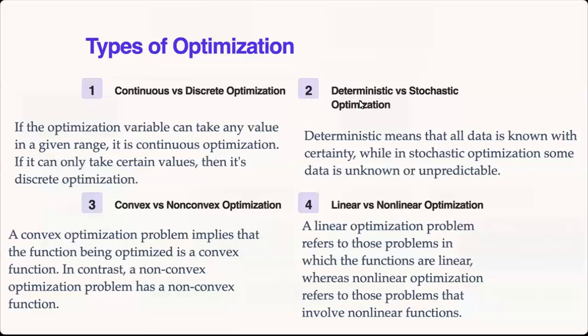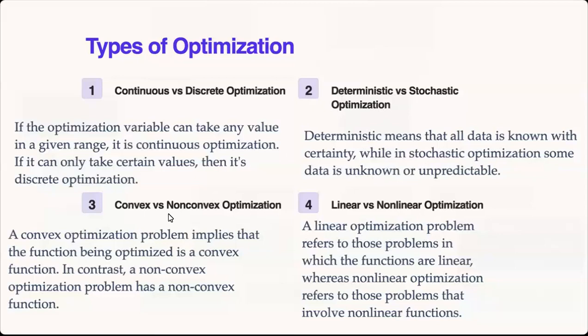The next classification is based on deterministic versus stochastic optimization, where deterministic means all the data is known. In stochastic optimization, some data is unknown or contains variability.